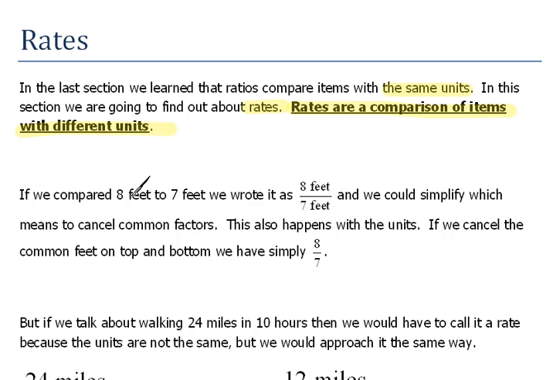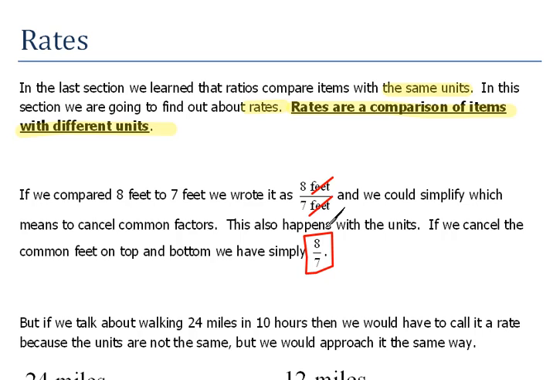Now, here we had something like what we did in the last lessons, where we had comparing 8 feet to 7 feet, and we wrote it as 8 feet on top and 7 feet on bottom in a fractional format. Now, we said we could simplify if possible, so if the 8 and the 7 had something in common, then we could have canceled out. We didn't talk so much about the units at that time, but it works the same way as canceling out a common factor number-wise. Since they both have feet on top and bottom, we can cancel those common units, and that's why it's simplified to just simply 8 over 7.